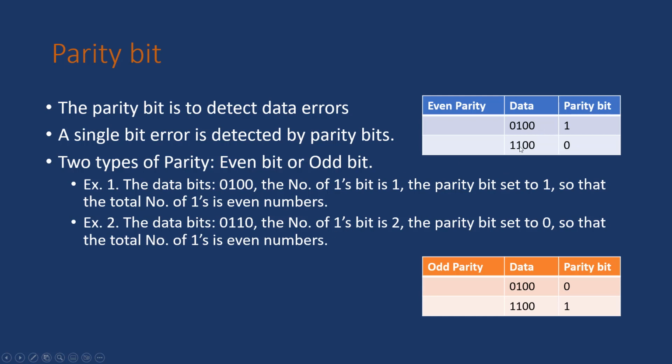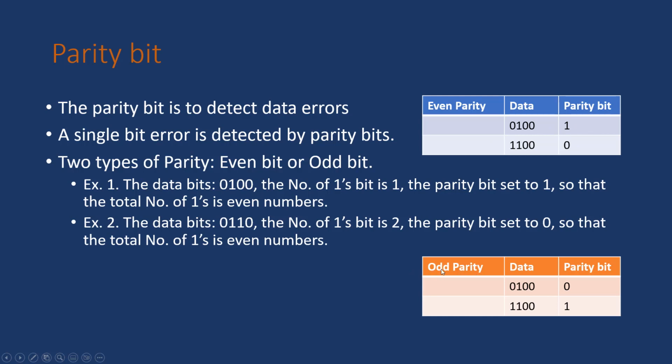Another example here has data 1100. Here it already has 2 bits, and then to make it even parity, we set this parity bit as 0, so it is even. Always make the total number of 1 bits even. So here has 2, here has 1 plus this one is 2, that is even.